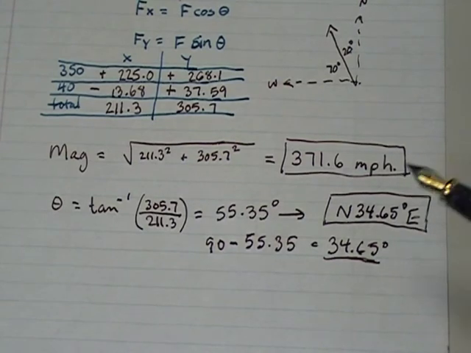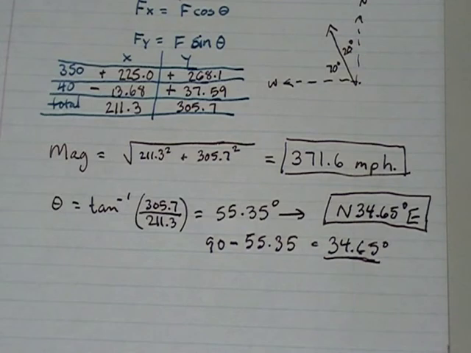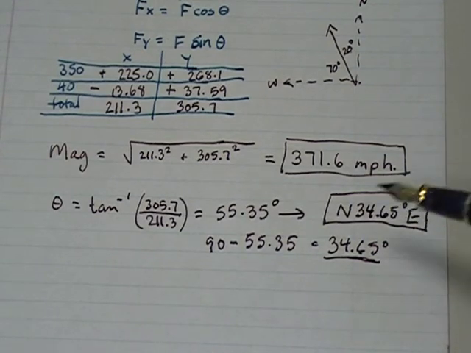Now, why is it north and east? Ask yourself this question. What quadrant is 55 degrees in? It's in quadrant 1. So in quadrant 1, what direction would that be on a compass? It would be northeast. And that's how you pick, is it northeast, northwest, southeast, or southwest, based on which quadrant your answer is in.